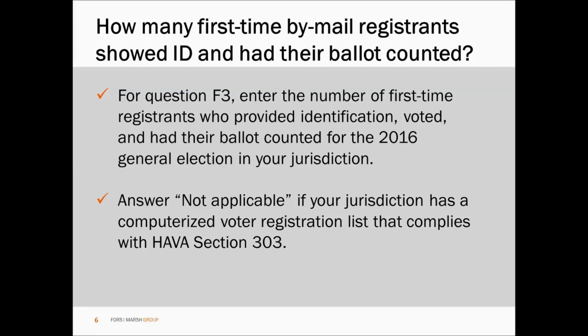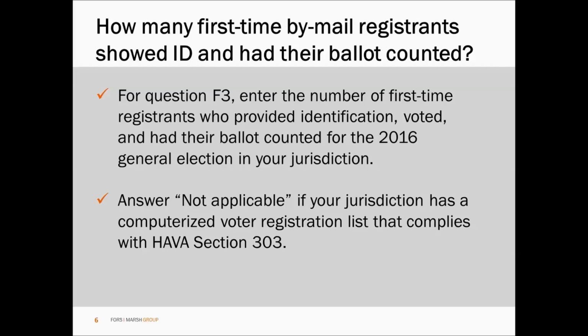Question F3 is asking about first-time registrants who submitted a registration form by mail and asking if they ultimately showed identification and had their ballot counted. Under Section 303 of HAVA, an individual who registers to vote by mail is required to submit specific types of identification or provide specific information so that their registration can be validated and then they can participate.